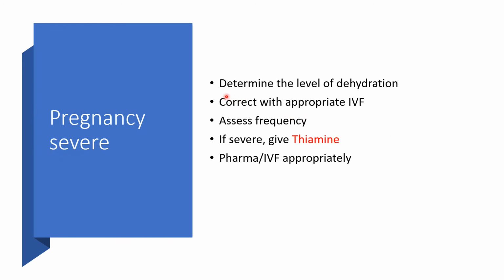Okay, now hyperemesis gravidarum that is very severe, we need to help that woman and the baby inside, right? We have to determine the level of dehydration. If it's severe, we must correct with appropriate IV fluid. We assess the frequency of vomiting, and we may go for thiamine when it is very severe. Then we'll continue with pharmacological and IV fluid as may be appropriate.